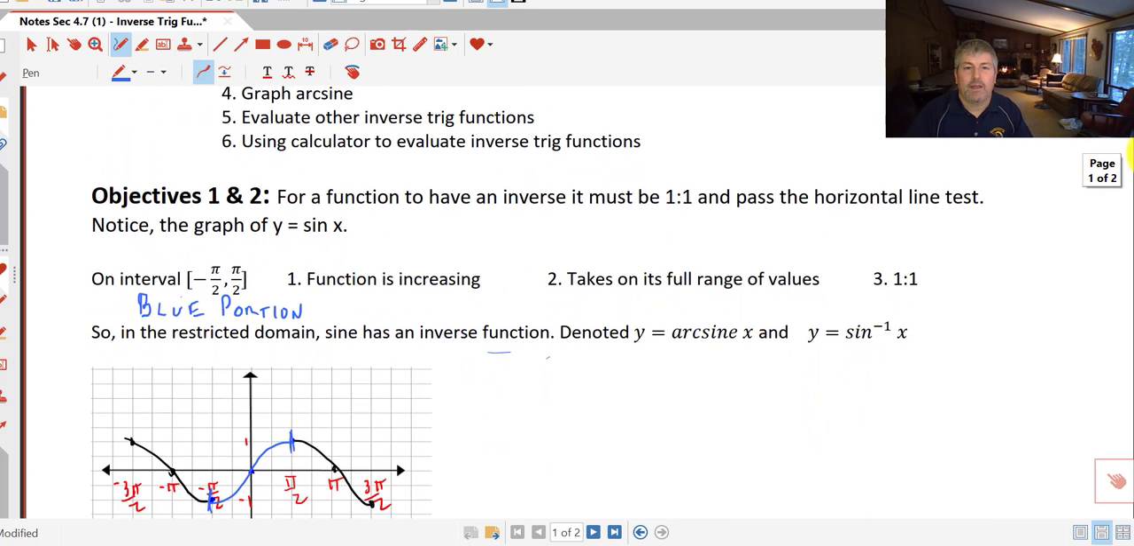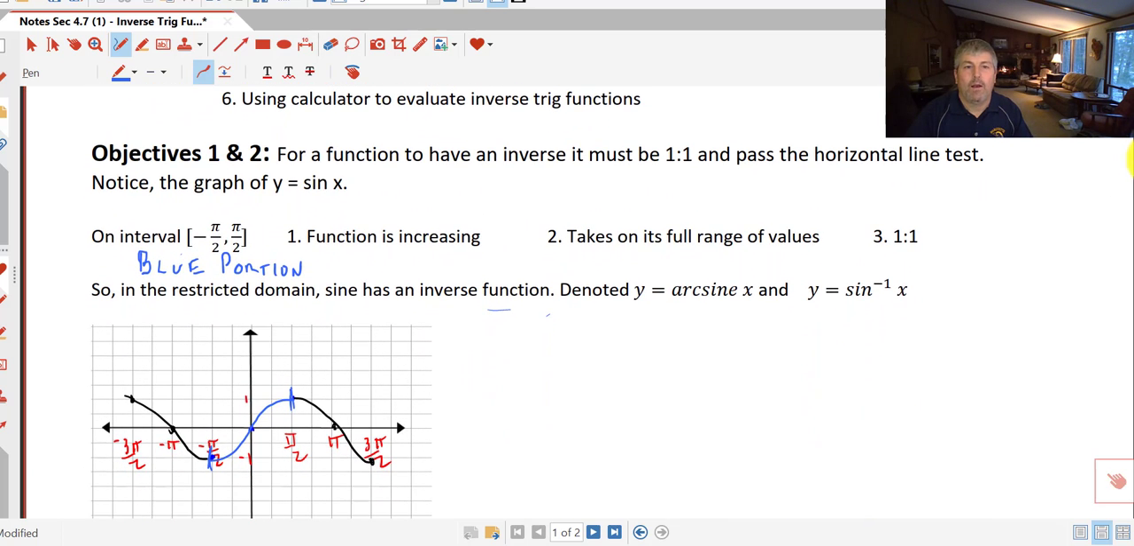So let's take a look at what it means to have an inverse function. For a function to have an inverse, it must be one-to-one and it must pass the horizontal line test. So take a look below at the graph of y equals the sine of x.